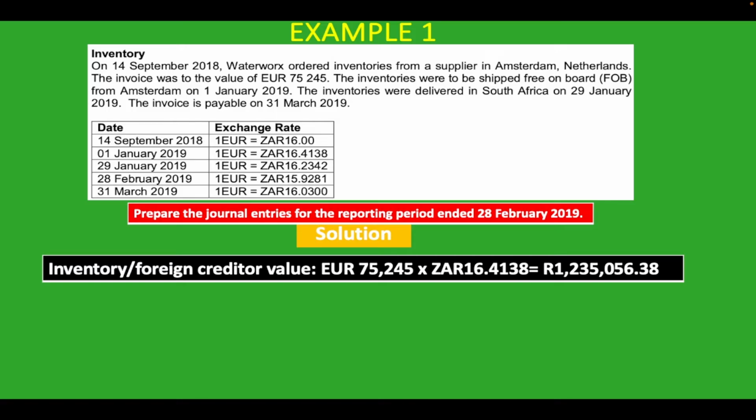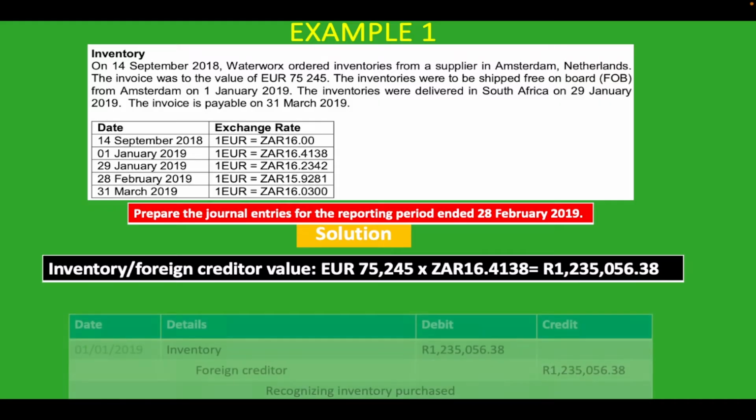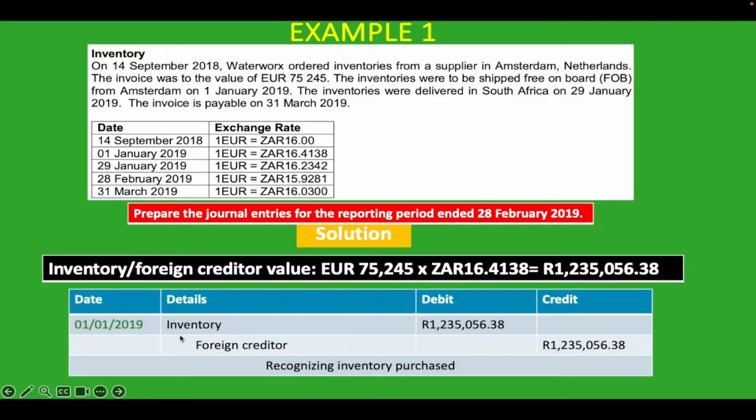So we're going to debit our inventory. Inventory is an asset. Whenever we are receiving the asset, we debit it, and then we're going to credit foreign creditor, and then in brackets you can put accounts payable if you wish, but we can put a foreign creditor. That's sufficient here. So that is how it's going to look, and the date there is the 1st of January 2019. So here's how it's going to look. 1st of January 2019, debit inventory, credit foreign creditor with the amount that we have just calculated using the spot rate at that specific point in time or at that date. And our narration here is recognizing inventory purchased.